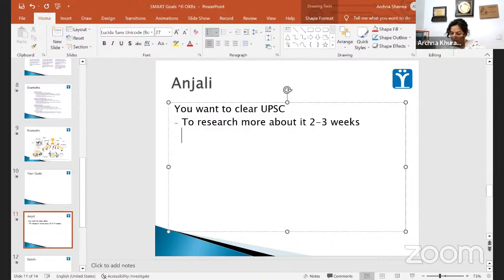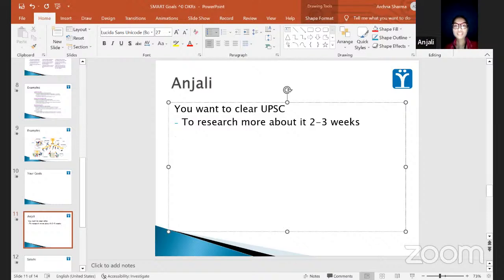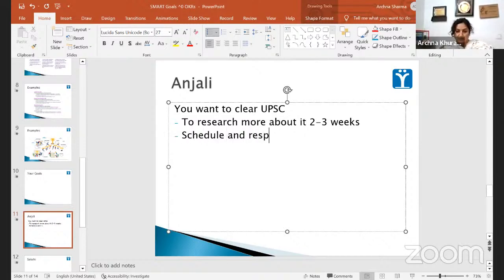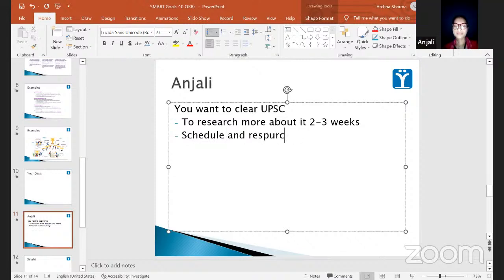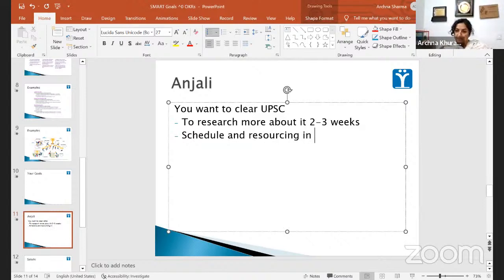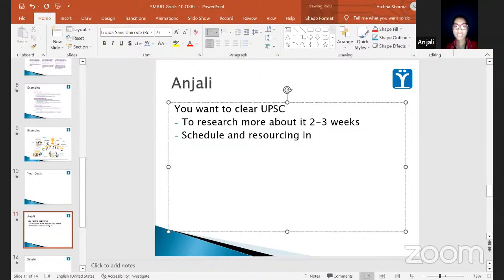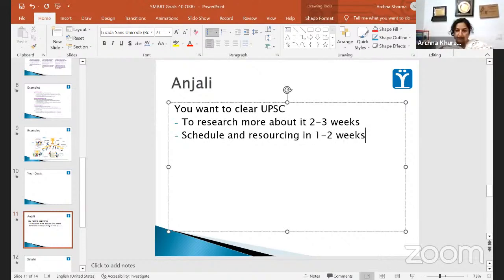Then what else will you do? Then we have to finalize the sources from which I will be doing the preparation. For example, NCERT is a must, so I have to go through the NCERT and some standard books also. So I'll finalize the resources. So you will do scheduling and resourcing. Yes, ma'am. In how much time will all this be done? 1 week, maybe. Let's say 1 to 2 weeks.